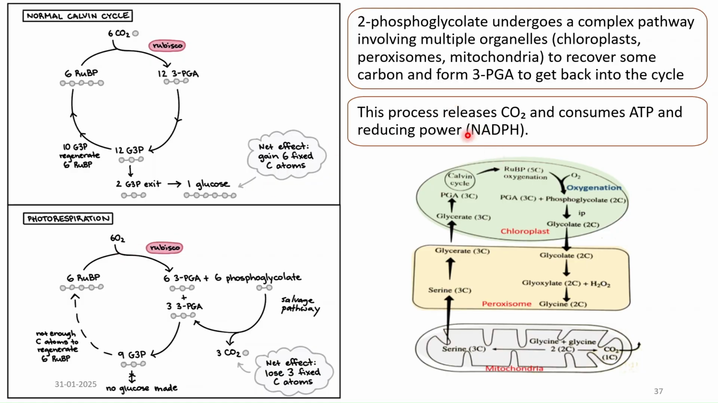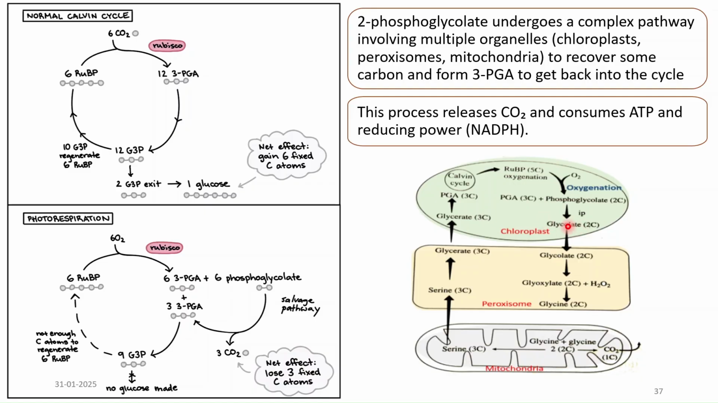So if you see, this diagram is a representation of how the phosphoglycolate is getting converted into PGA. So in the Calvin cycle, the RUBP and oxygen will react in the presence of rubisco, form PGA and phosphoglycolate. Phosphoglycolate will get converted to glycolate in the chloroplast itself.